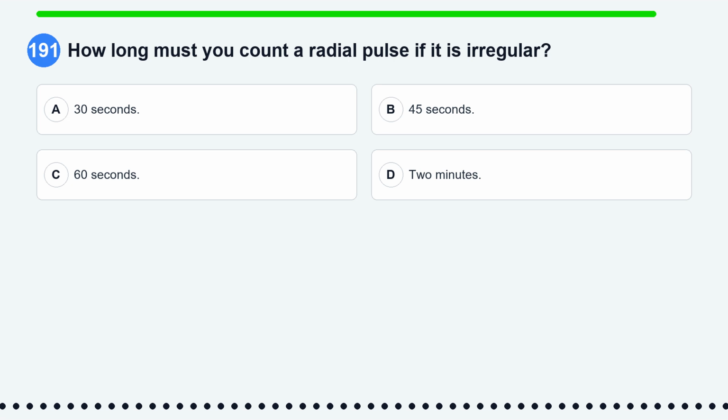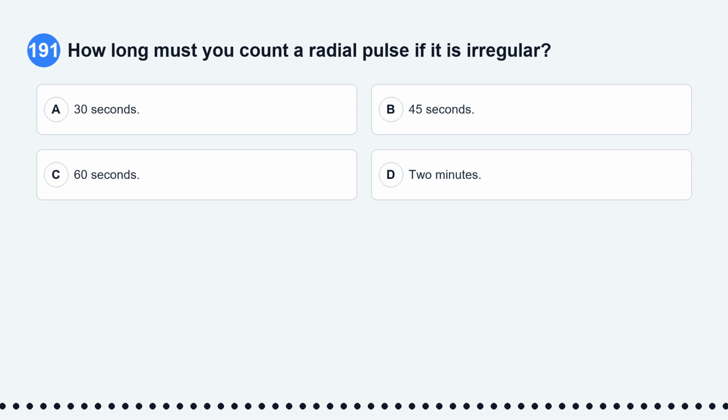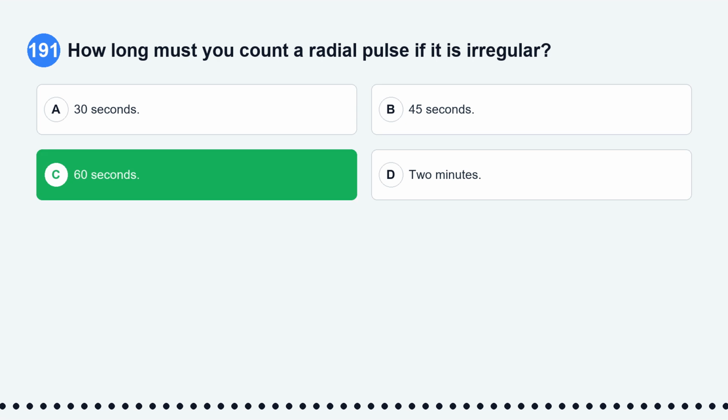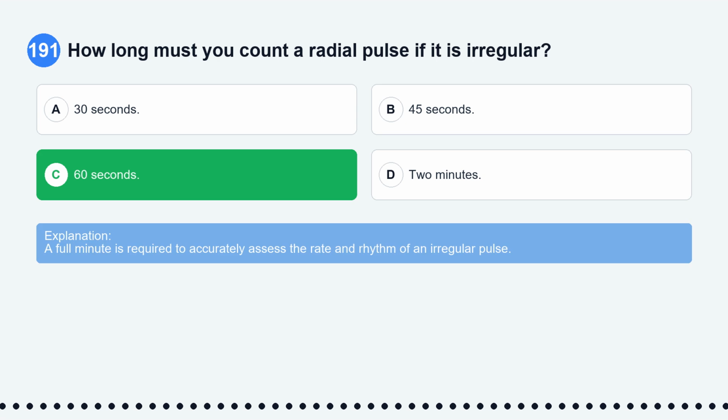Question 191. How long must you count a radial pulse if it is irregular? Option A, 30 seconds. Option B, 45 seconds. Option C, 60 seconds. Option D, 2 minutes. The correct answer is option C, 60 seconds. A full minute is required to accurately assess the rate and rhythm of an irregular pulse.